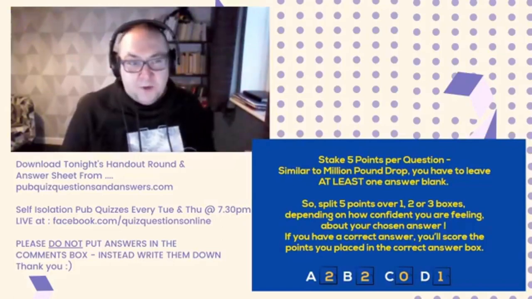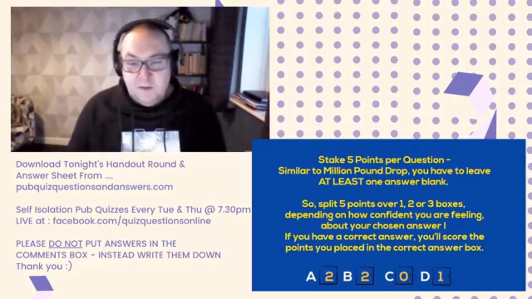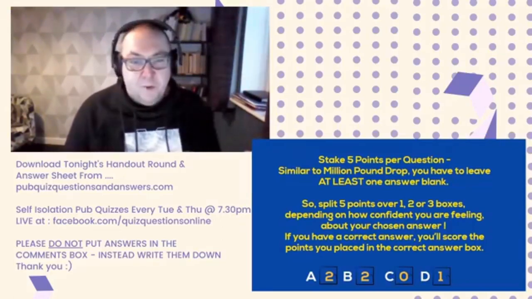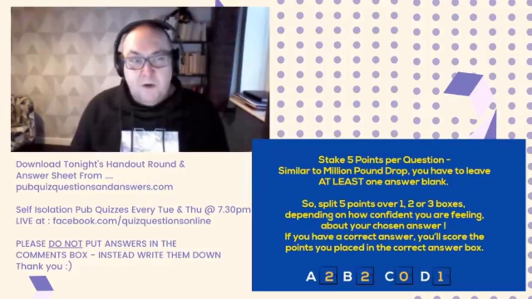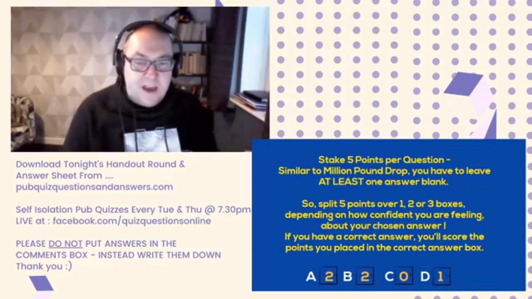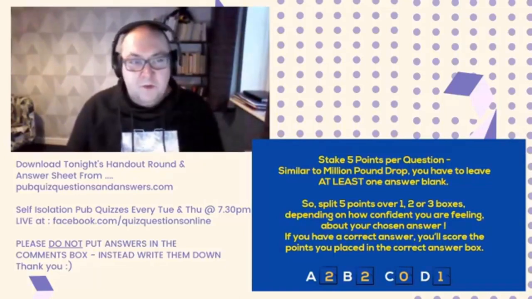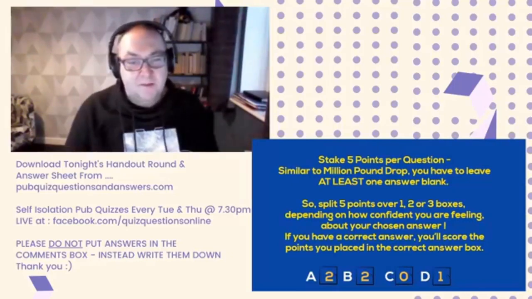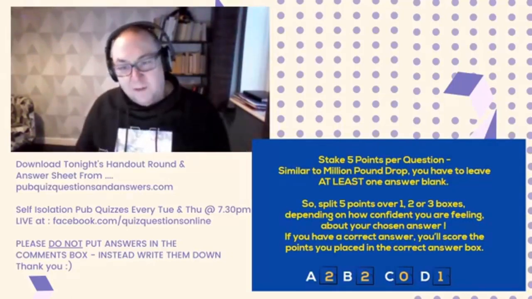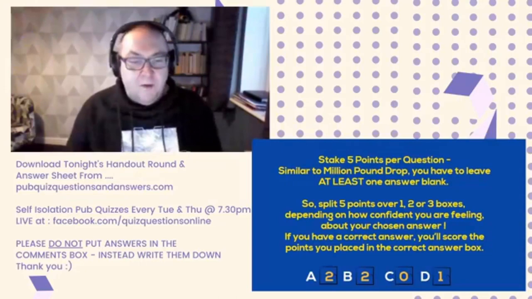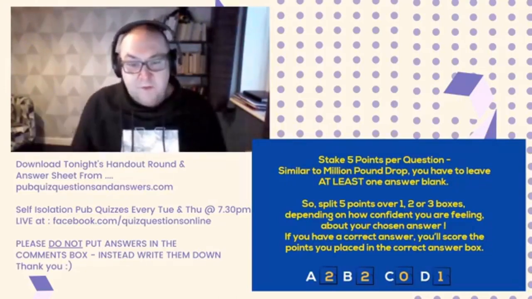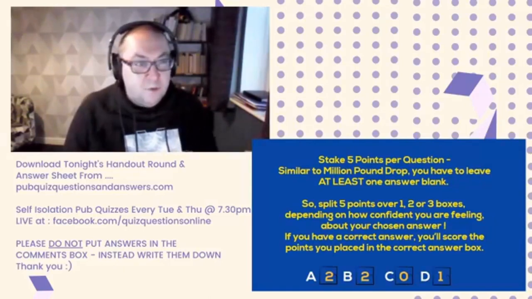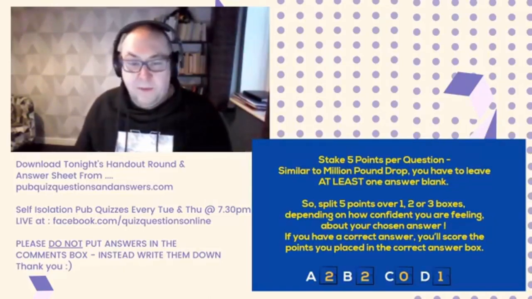Instead of ticking the box that you think is correct though in this round, we give you 5 points per question to play with. So if you're confident on an answer, put 5 points into any one of the boxes, but if you're not too sure, you can split your points down over 2 or 3 of the answers. As long as you leave one answer blank and the other boxes add up to 5 points over the course of them, then you're good to go. That's basically the way this little bit works.